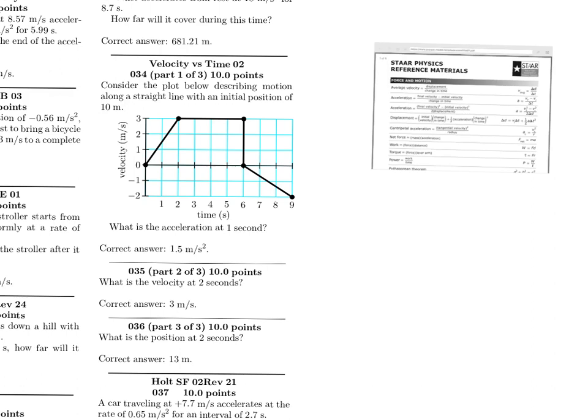You ready? Okay, position at 2 seconds. So these are kind of tough, but they're not that bad. 2 seconds is here, so what shape do I have? I have a triangle, right? Okay, so my base of the triangle is 2, because it goes from 0 to 2. My height is 3, so what is the area of a triangle equation? 1/2 base times height, and that's going to be 1/2 times 2 times 3, which is 6, so it's 3.